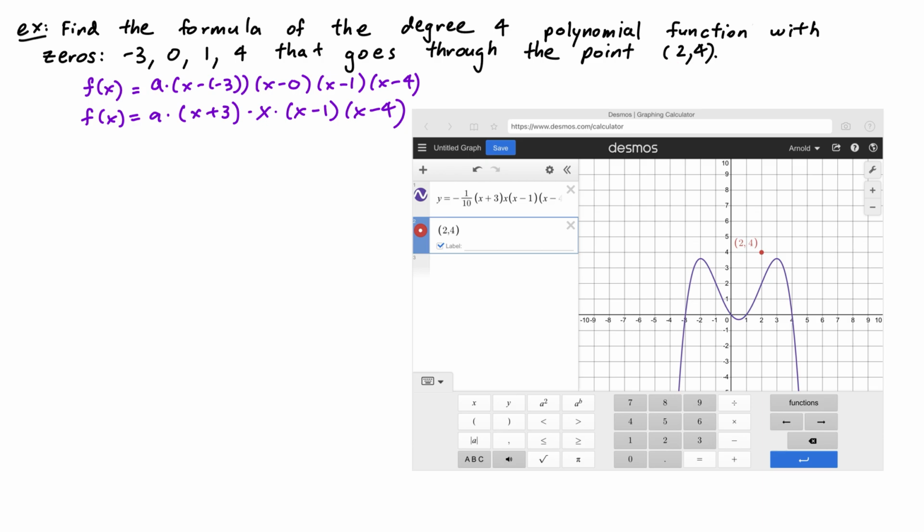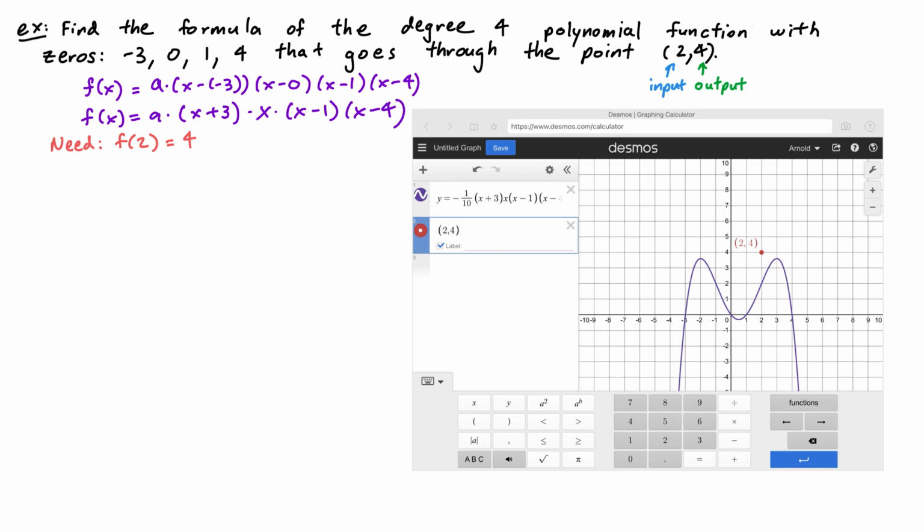Now remember that the x-coordinate 2 is the input to the function, and the y-coordinate 4 is the output of our function. So if we want the graph of our function to go through the point 2, 4, we need f of 2 to equal 4. This statement here will allow us to set up an equation to solve for a.